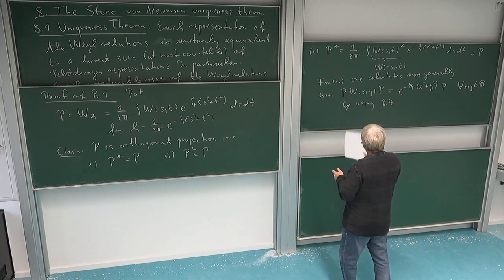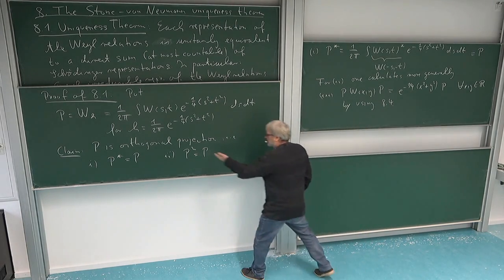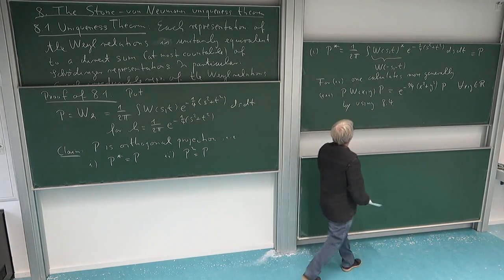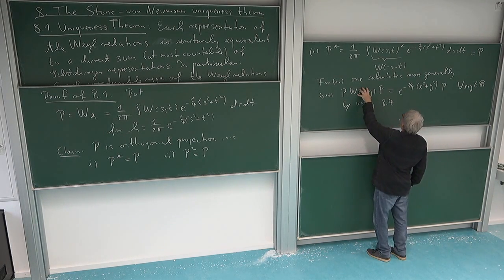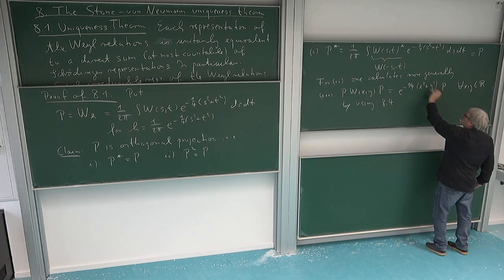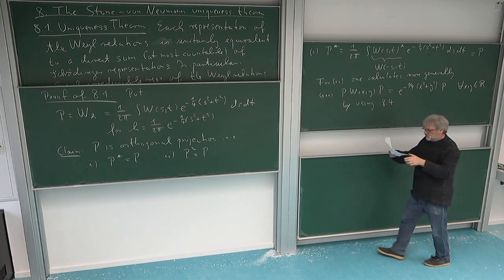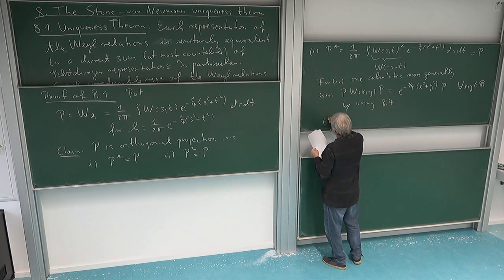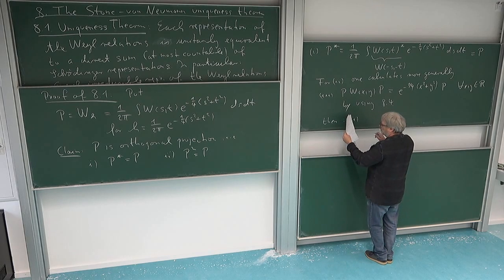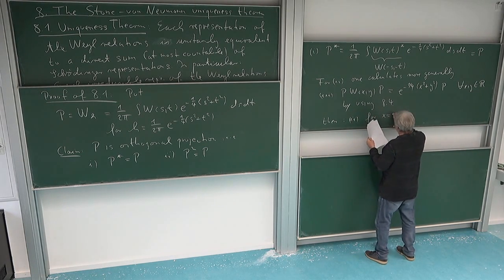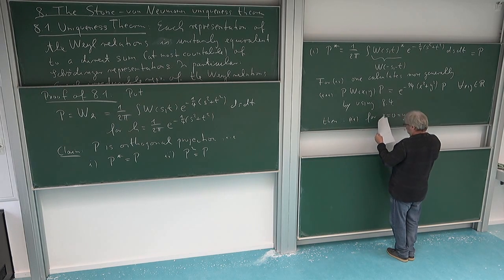Then of course, if I have this, it is more general than this, because if I put x and y equal to 0, then this here is the identity, and the factor will be just 1, and then I get P squared is equal to P. So 2 follows if I put x and y equal to 0.